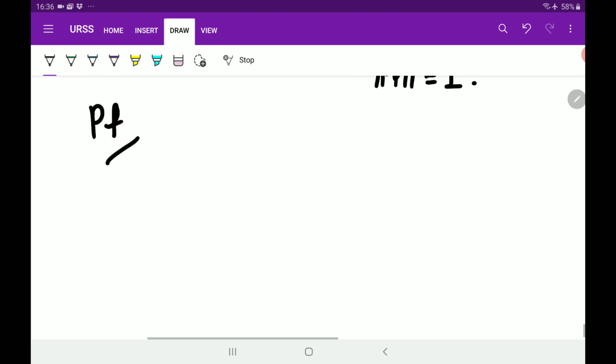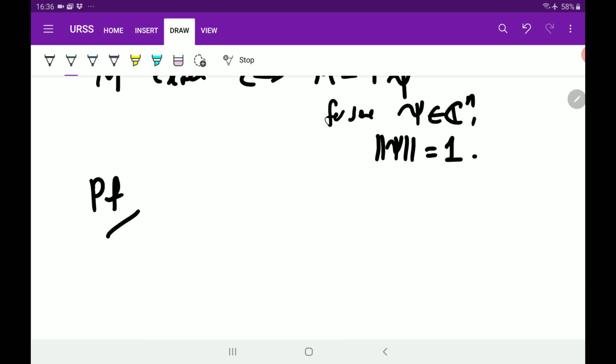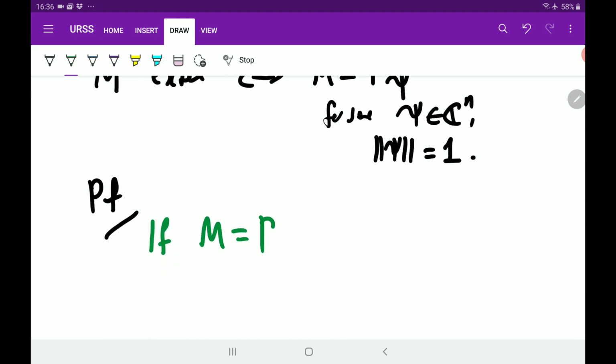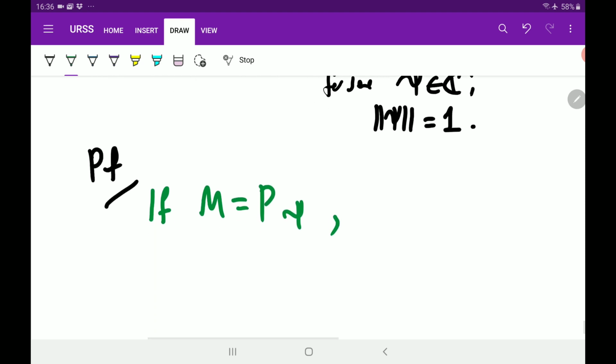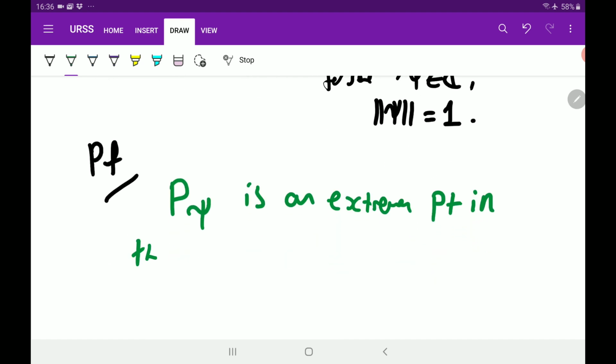is the following. First of all, we're going to prove that if M is equal to P psi, then M is an extreme point. So we're going to prove that P psi is an extreme point in the space of density matrices.